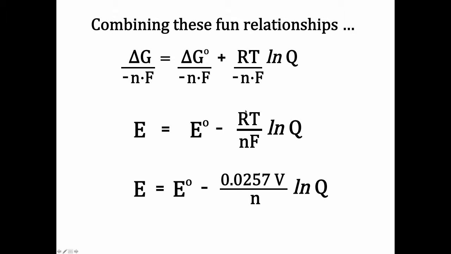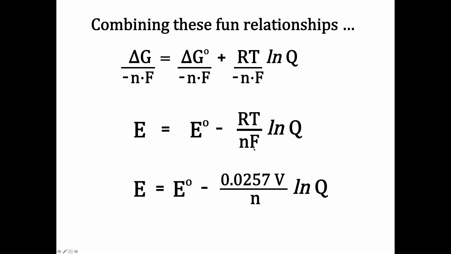If we work at 25 degrees Celsius, which is typical, and plug in the value of R and the value of F, the Faraday constant, then we get a simplified version under those conditions. RT over F equals 0.0257, and so we get E equals E naught minus 0.0257 volts over N ln of Q.